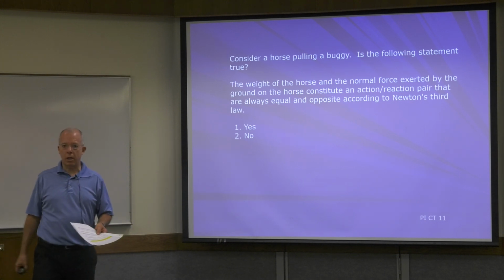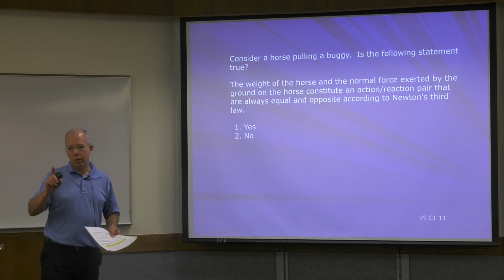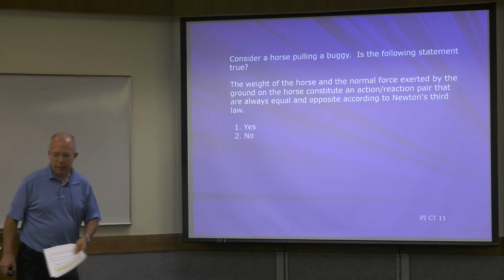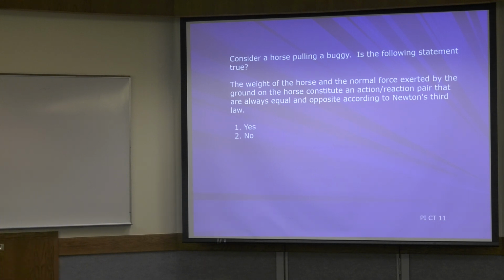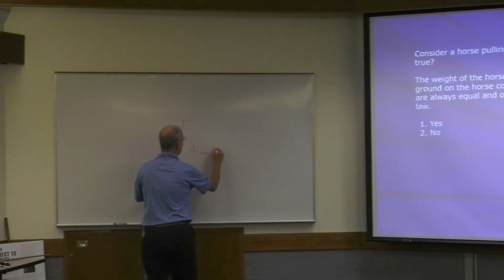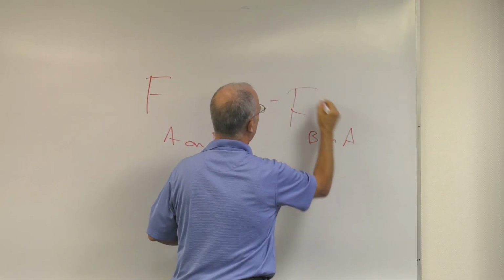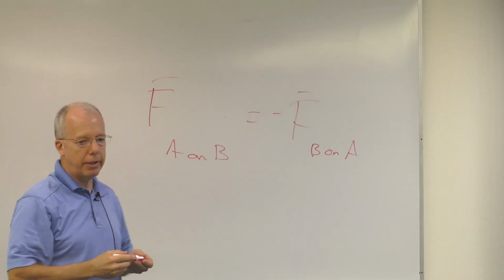Now there's a couple ways of solving this question. You could just draw the force diagram, or you could just read it carefully and remember that members of the force pair are always, if there's A on B, there has to be the opposite, B on A. However you want to do it, pause your video and figure it out.